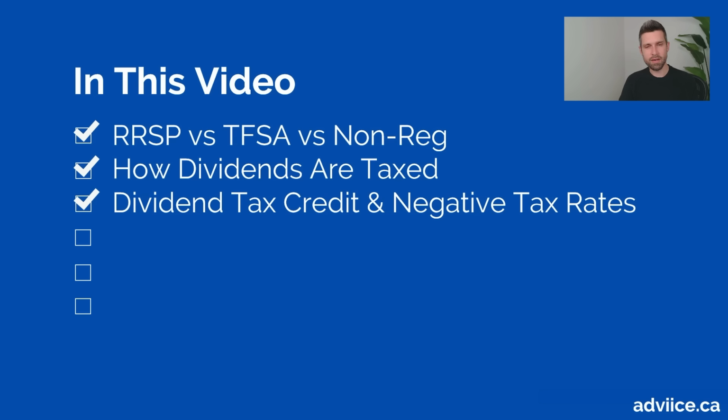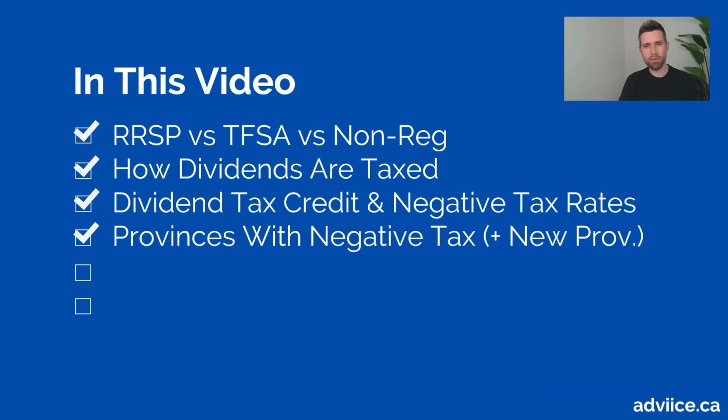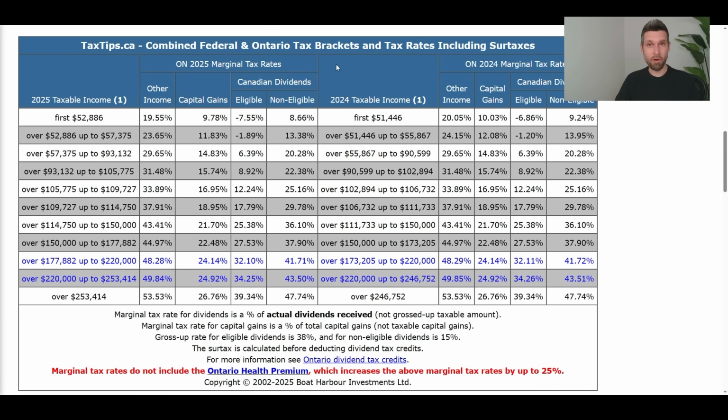Now that we know how the dividend tax credit works and how it leads to negative tax rates, let's look at some of the provinces that have negative tax rates and the new province that just got added this year. Now let's take a look at the different provinces that enjoy a negative tax rate on Canadian eligible dividends, specifically in retirement when we're in lower tax brackets.